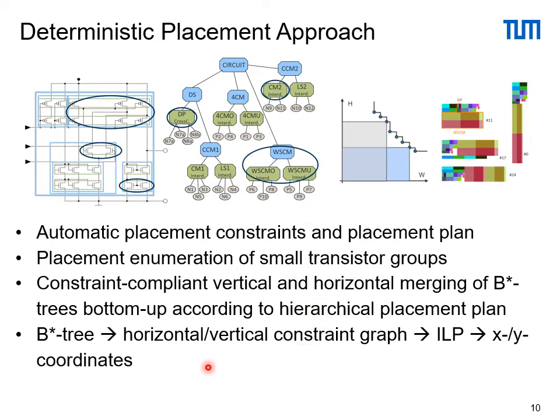And by the way, when you have the B-star tree, you can set up a horizontal and vertical constraint graph. From that, you can get the X and Y coordinates by an integer linear programming approach. Now, in the end, for the whole circuit, you end up with the shape function here for all possible aspect ratios of a circuit. Right here we show several examples. And for each of these possible placements here with the dots, you have the B-star tree, and then you can say, what is this now? How does it look like?